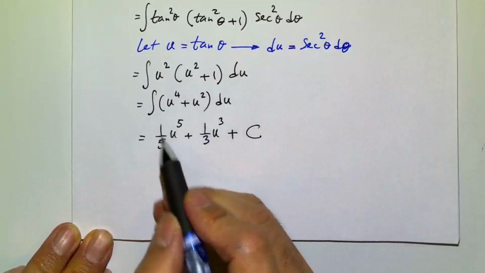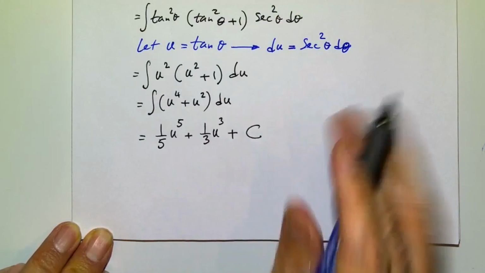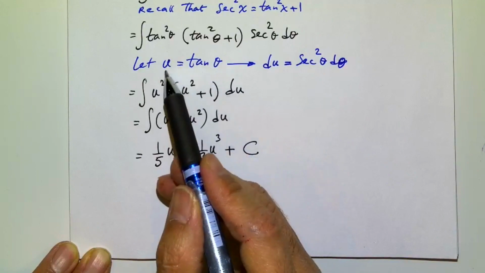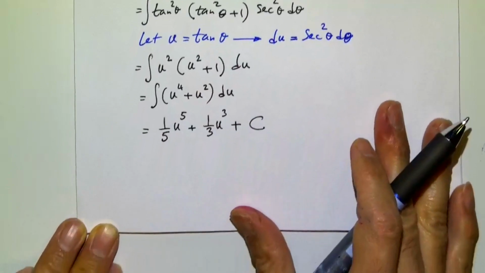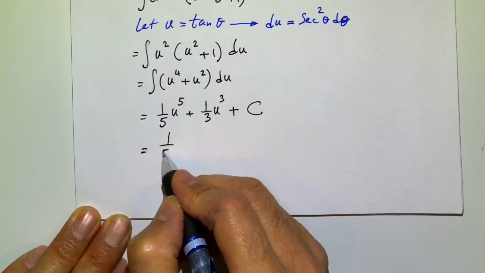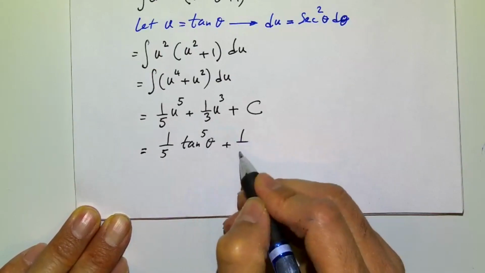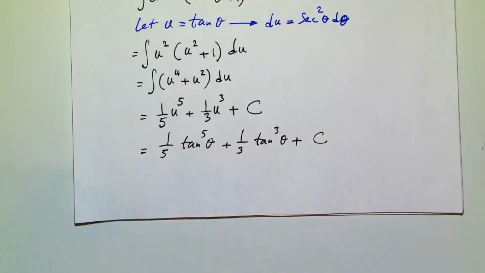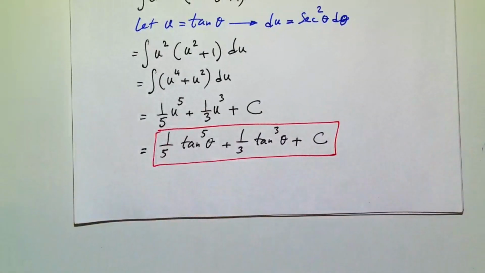Now, because this is an indefinite integral, we can't leave it in terms of u. We need to go back to the original variable. Wherever we have u, we substitute tangent theta for it. So with that, we have 1/5 times tangent to the fifth power theta plus 1/3 times tangent cubed theta plus c, of course. Okay, so here's our antiderivative of that expression.